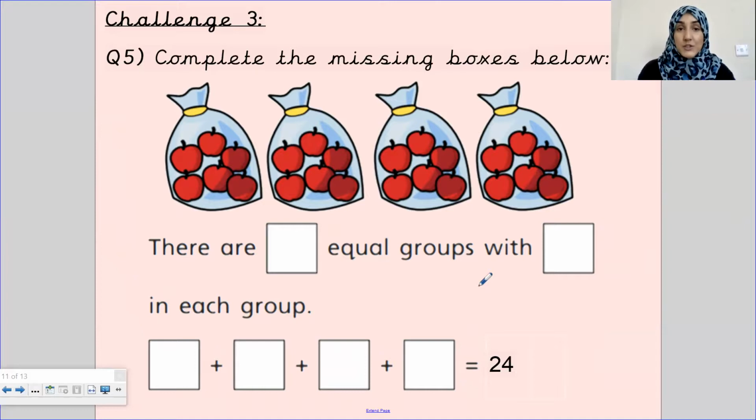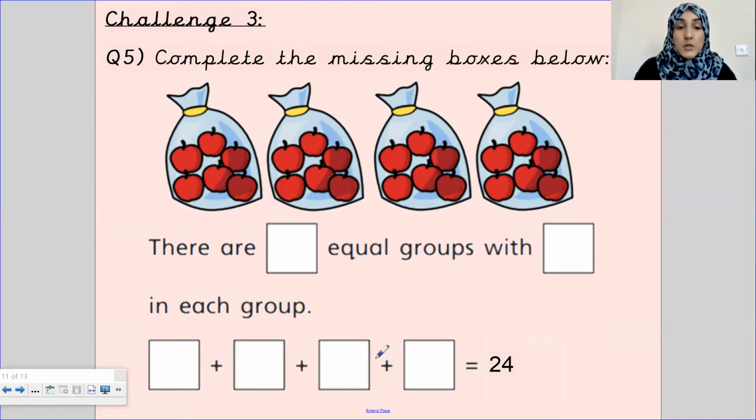Okay, challenge 3, question 5. Complete the missing boxes below. So you need to count how many groups there are. You then need to put in the amount of apples in each group, and then you're going to complete the repeated addition number sentence. Now, I will give you a clue. The reason why it's called repeated addition is because you are adding the same number again and again.